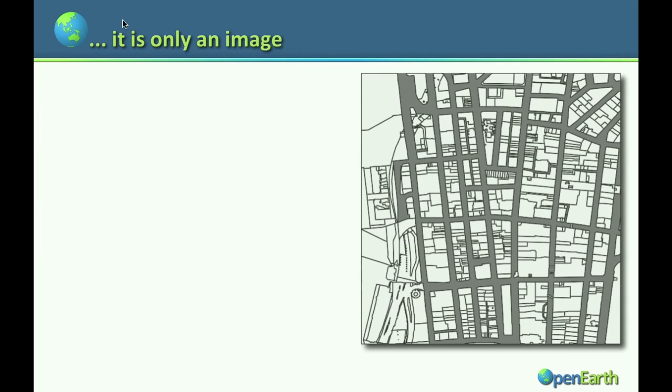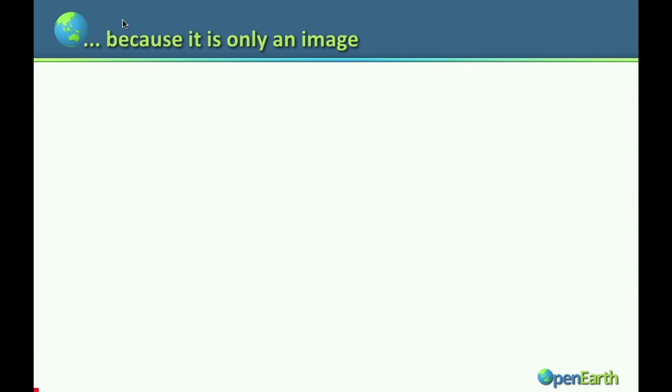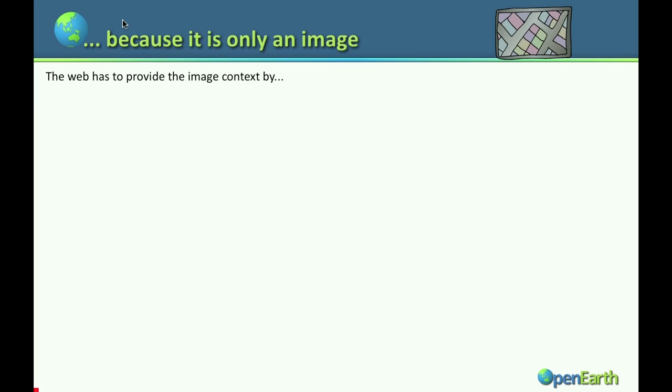However, it's only a picture of information. It's coloured dots, essentially, and it can't do anything by itself. And because it's only an image, if you want to add context to the image, in other words, to explain what the person is looking at, you need to do quite a bit of work.